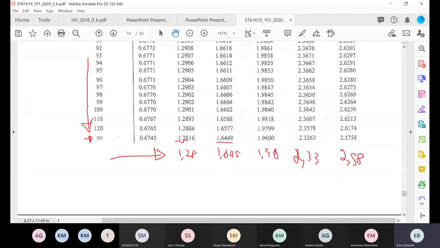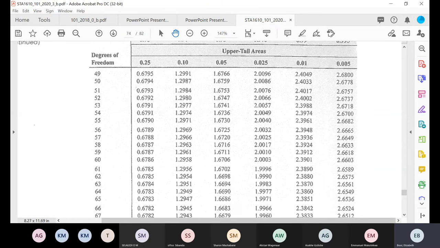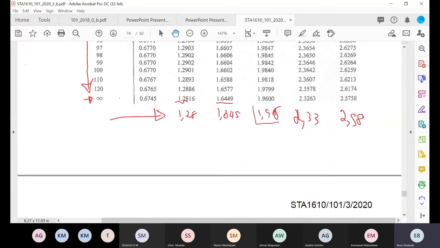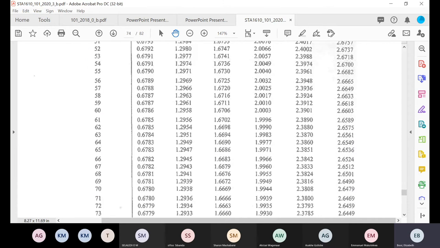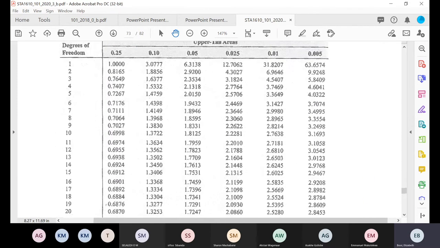So for 95%, remember, it's 1.96. You will see there is 0.025 for that 95% confidence interval, and it's the same as that. That is what I was explaining then. But anyway, we were not looking for those ones. Let's do one activity. We can use the top part.